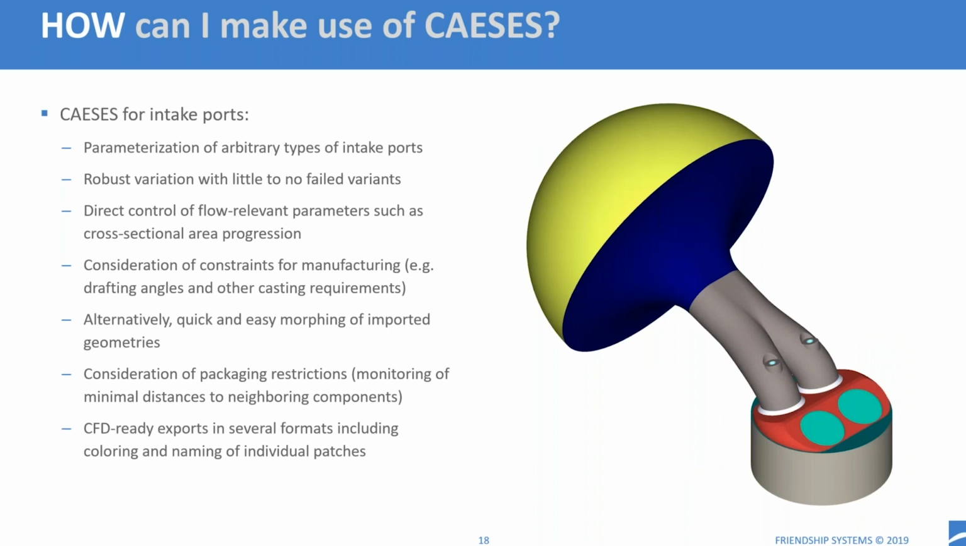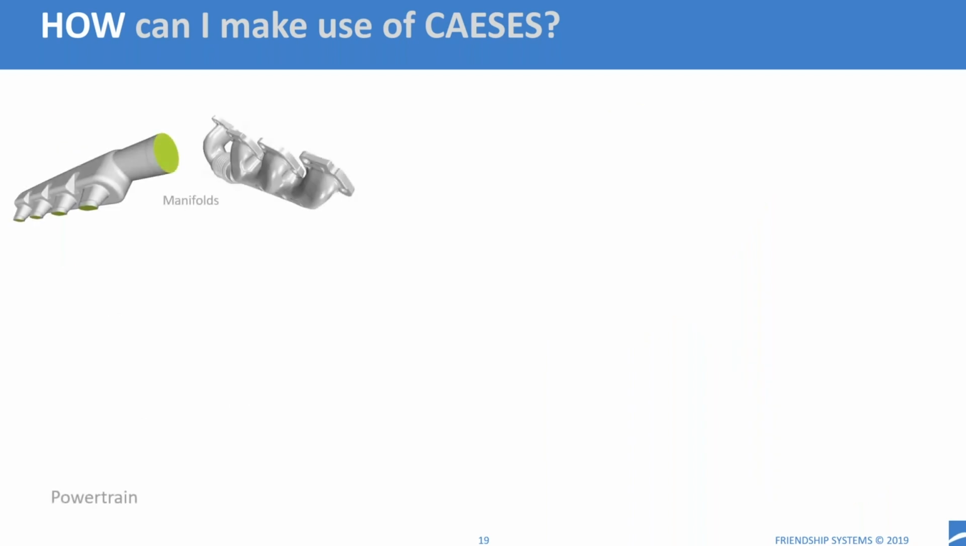And finally, similarly as for the piston bowl, the geometry in the end can be exported in a CFD-ready format, which includes the definition of different patches of the geometry that are included in the export format and that are available to be addressed in the downstream process. So these are two applications that I wanted to focus on in more detail.